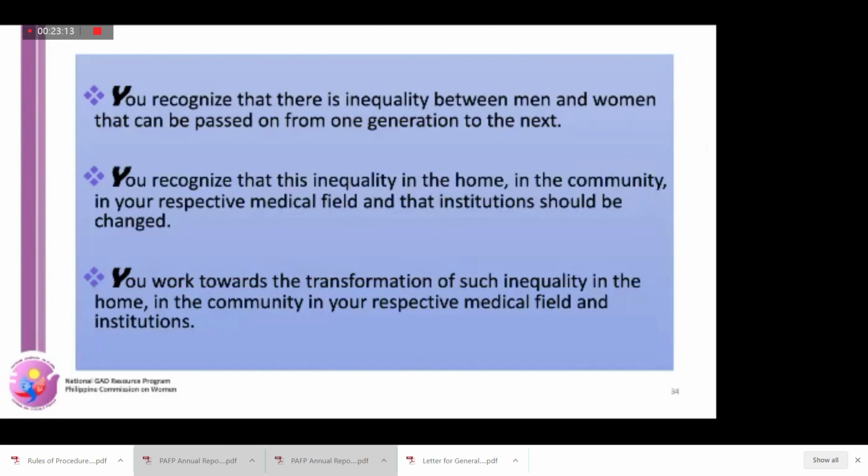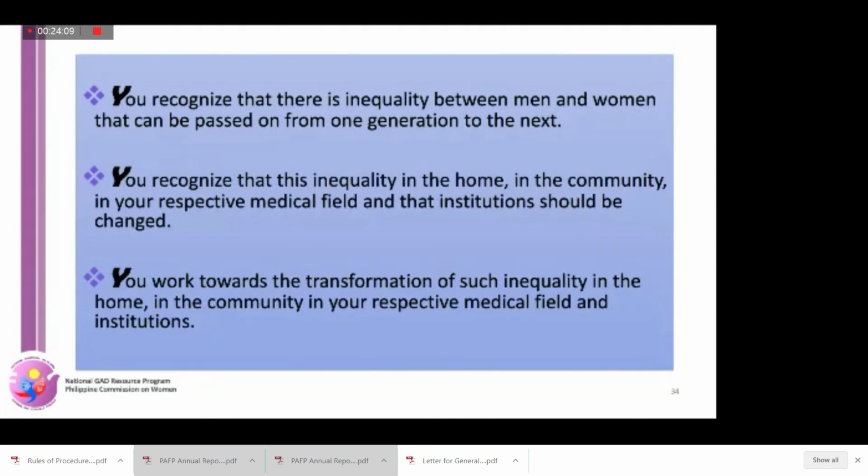Moving forward, you can be gender sensitive when you recognize that there is inequality between men and women and that it can be perpetuated from one generation to the next. In the country, I think we are faring high when I talk about the gender index. The Philippines is somehow faring high, but I think we went below the top 10. Before we were number 7, now we're number 13, I think. To be gender sensitive, you recognize this inequality in the home, in the community, in your respective medical field, and that the institution should be changed. So it takes an aware eye or lens, for you to realize that inequality is happening. For you to call yourself gender sensitive, you must be aware of that fact.